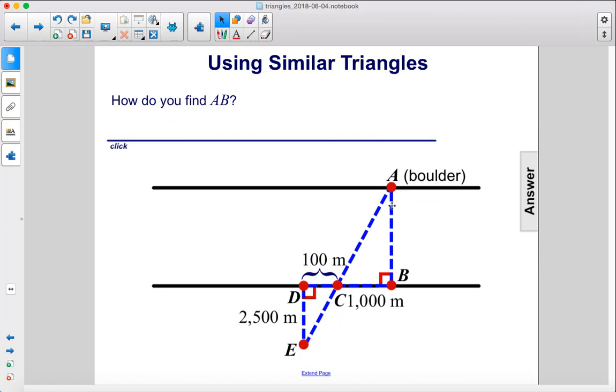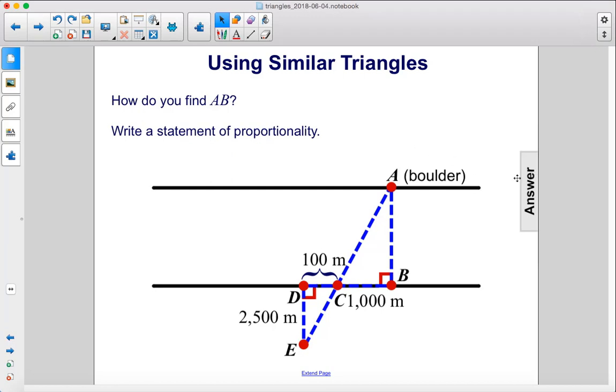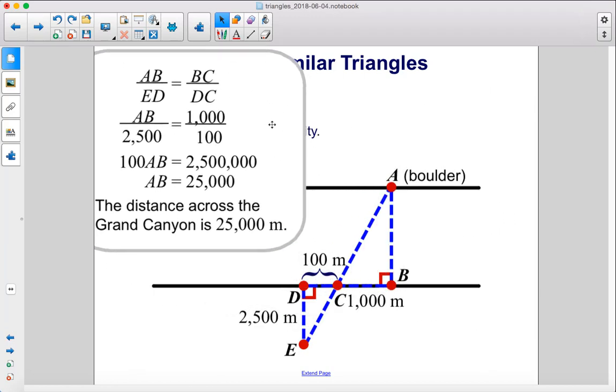Finally, how do you find AB? We write a statement of proportionality. All right, so let's see what that would look like. So we have AB over ED equals BC over DC. AB is the length we're trying to find, but we can plug in numbers for all the other lengths. So ED is 2,500, BC is 1,000, and DC is 100. When you solve this, you get that the distance across the Grand Canyon is about 25,000 meters.